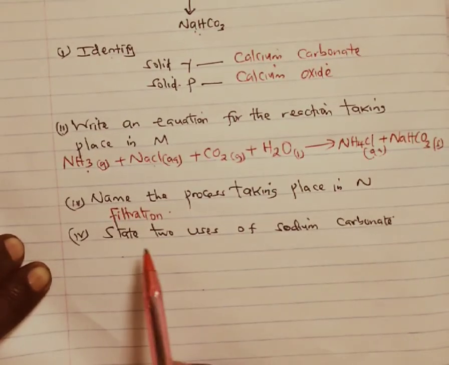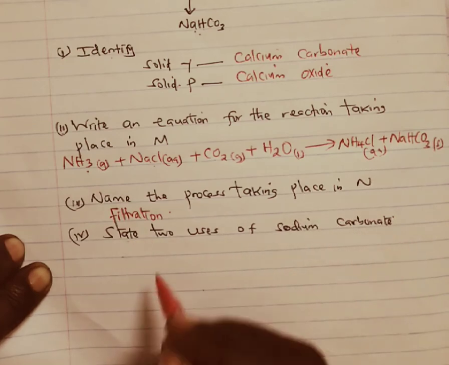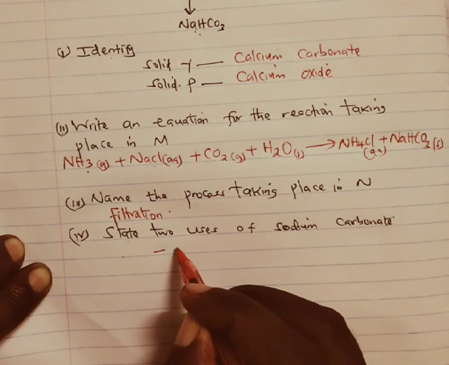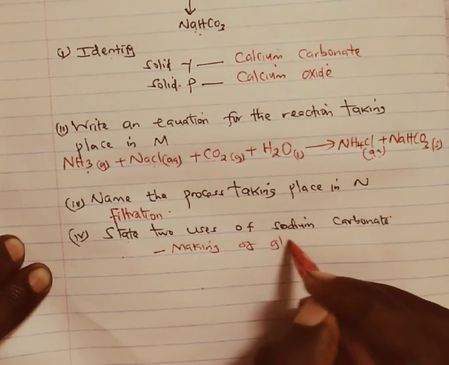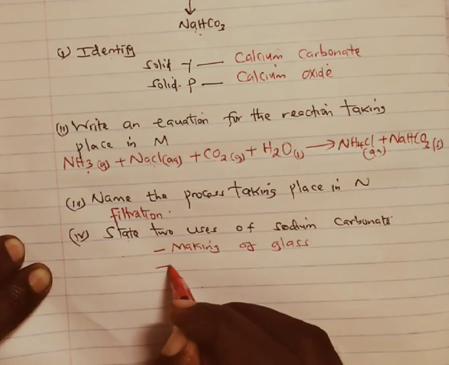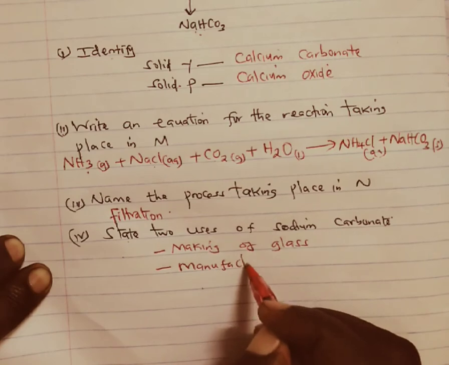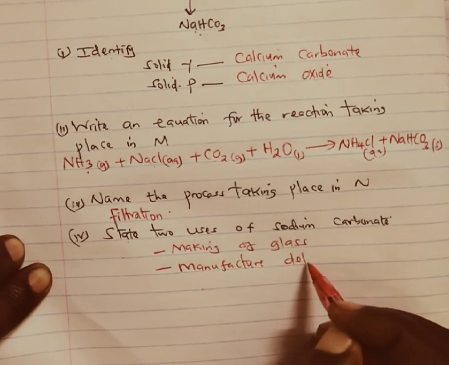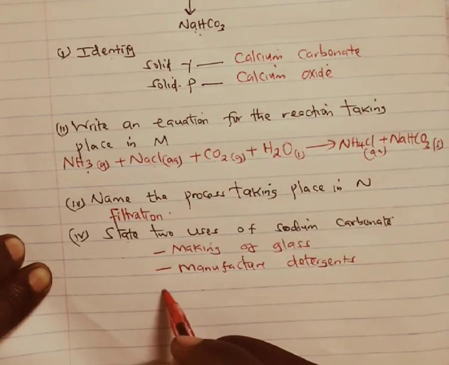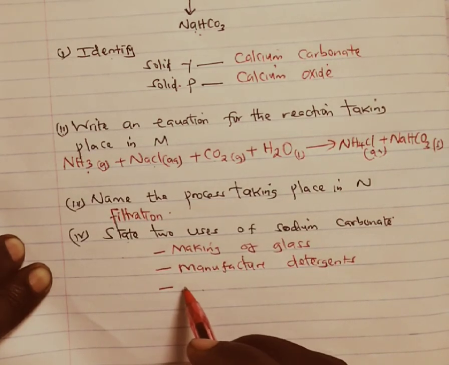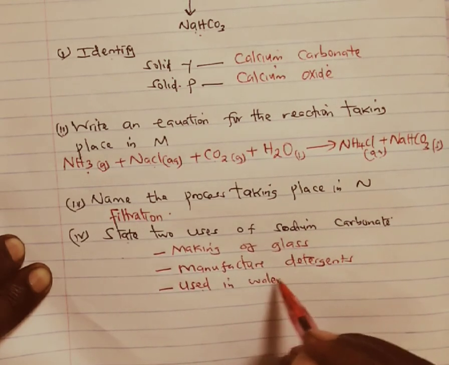The next question we have is that we are supposed to state two uses of sodium carbonate. Sodium carbonate can be used in making of glass. It can also be used to manufacture detergents. As seen in our previous discussion, it is also used to soften water, used in water softening.